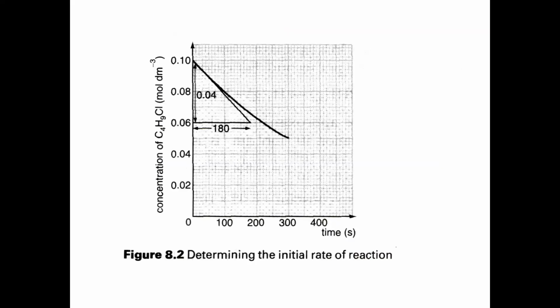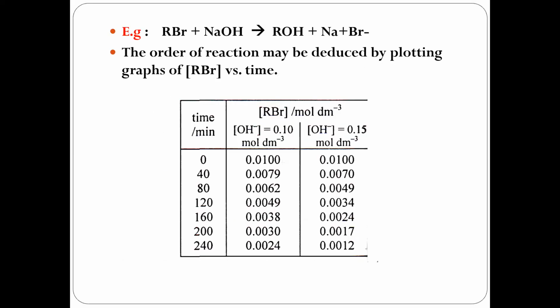Now look at this graph, and we did one question, I think, in the last class, when we shared the file, where we drew the correct tangent. The tangent drawing is needed very accurately, and this type of data the examiner will give in the paper. For example, RBr is reacting with NaOH and it's forming ROH plus NaBr. The order of reaction may be deduced by plotting the graph of one component, for example, RBr, against time. This type of data will be given.